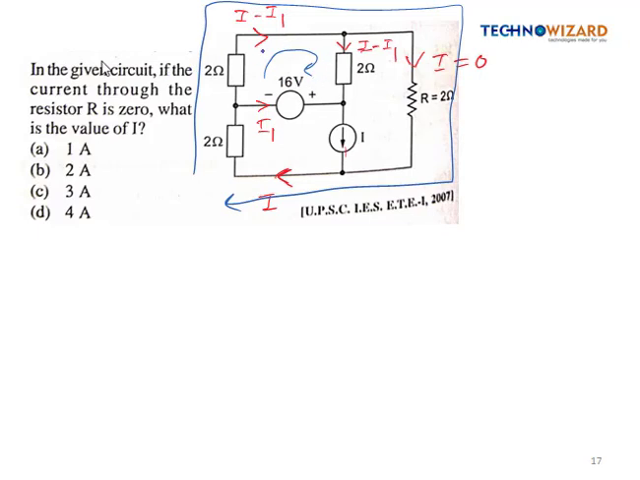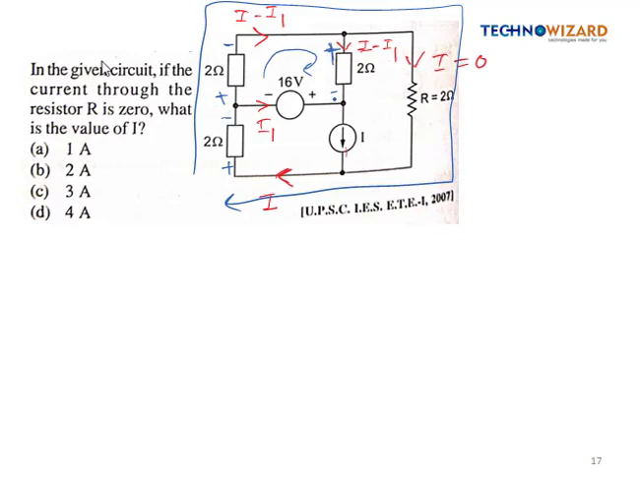Now I will mark the polarities. So here current is flowing like this, so this terminal will be positive, this will be negative, right? Now the current is flowing like this, so current is entering, so this terminal will be positive, this will be negative terminal, right? So this is positive. Now voltage polarity is already marked. Now in this 2 ohm resistance current is coming like this, so this is plus and this is minus.